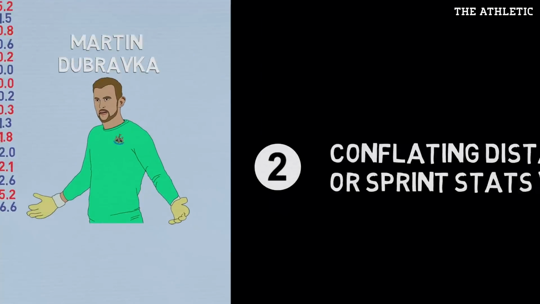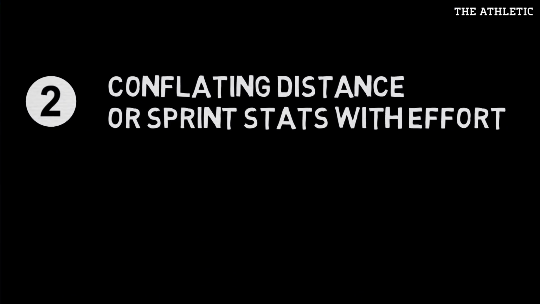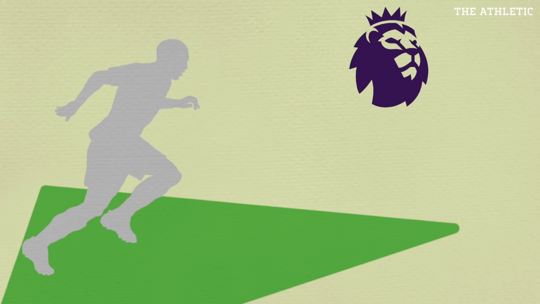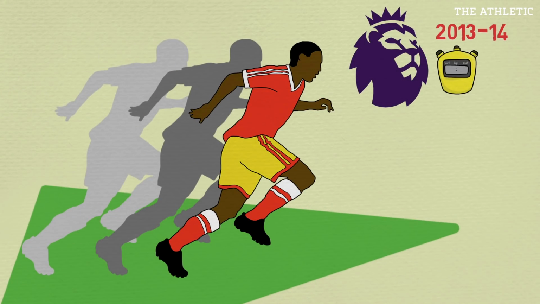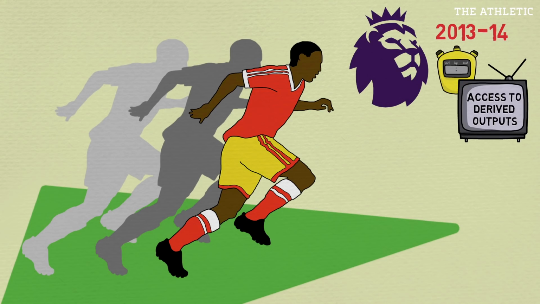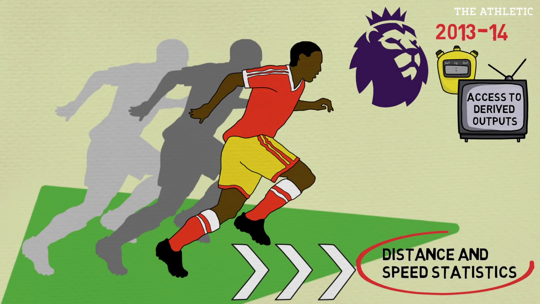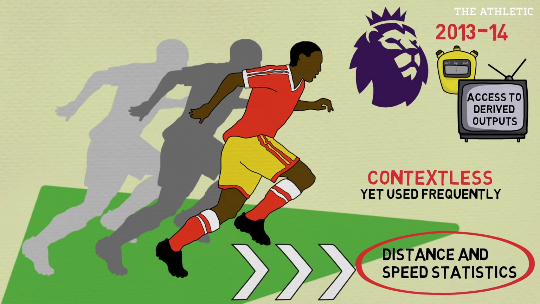2. Conflating distance or sprint stats with effort. Premier League clubs have had access to tracking data since 2013-14, and as part of that deal, the media get access to derived outputs too. Up to this point, all we've really seen is distance and speed statistics. And these numbers are some of the most contextless around, yet they're used frequently when analysing teams and players.